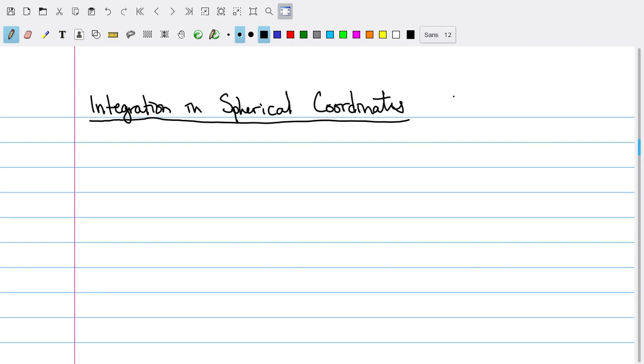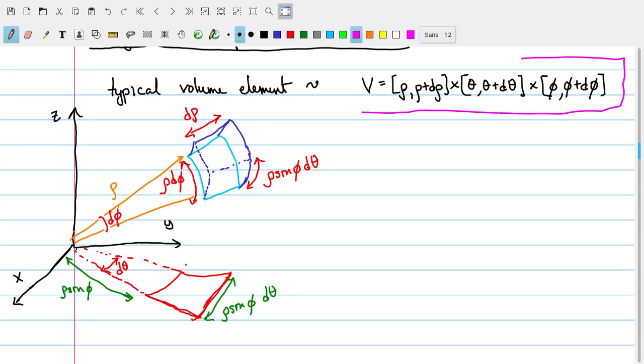One of the most important applications of spherical coordinates is that it allows us to integrate certain expressions that would otherwise be very difficult or impossible. To integrate in spherical coordinates, though, we need to figure out an expression for a typical volume element. In other words, we need to figure out what an appropriate expression for the Jacobian is, just like when we're doing an integration in terms of polar coordinates or cylindrical coordinates. A typical volume element looks like a Cartesian product of the intervals going from rho to rho plus d rho, theta to theta plus d theta, and phi to phi plus d phi.